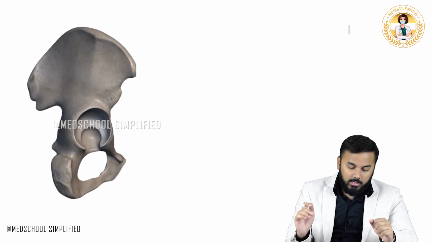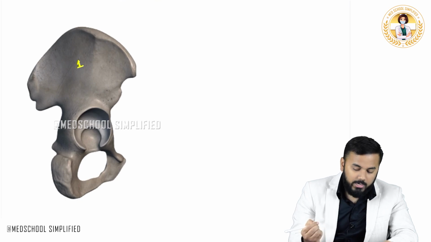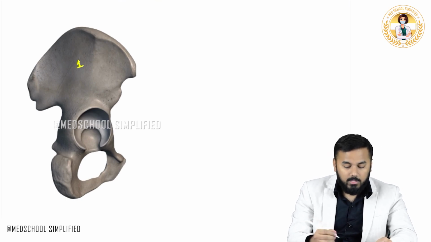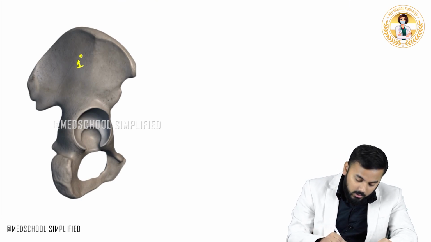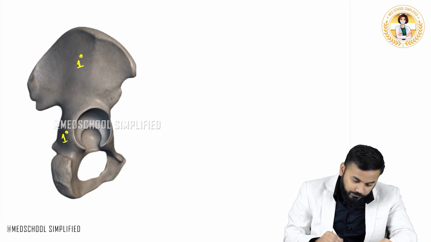Now look here. This is one point here, right? So this is 1. I'm marking it as primary over here. And the second ossification center is over here. And the third ossification center is over here.